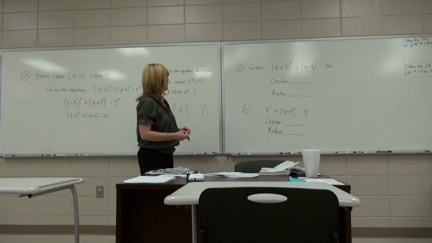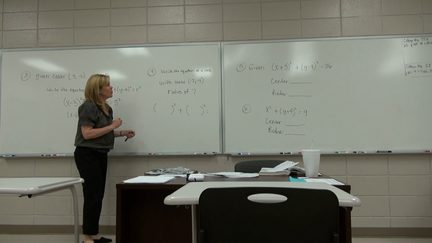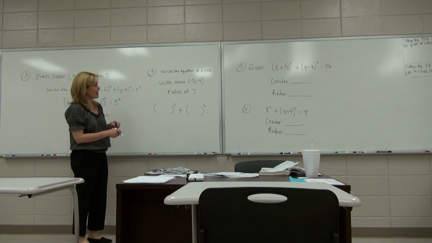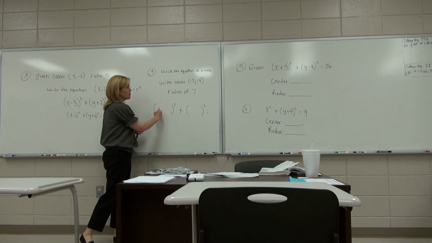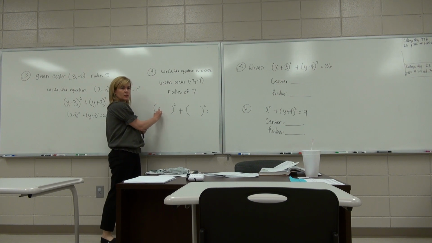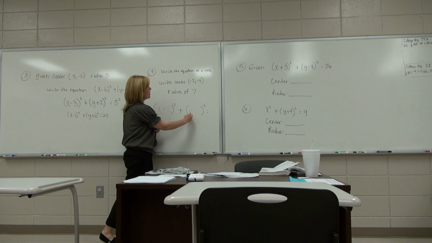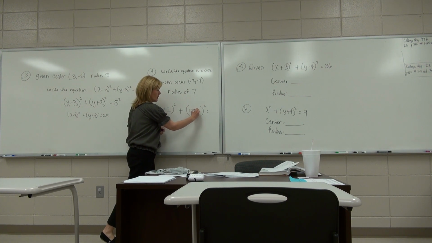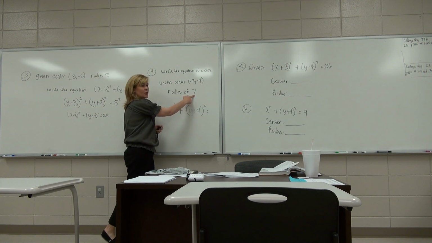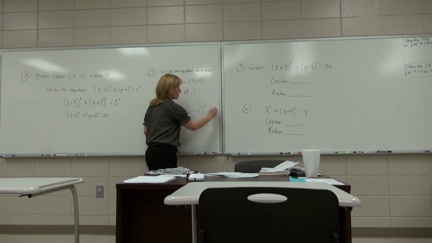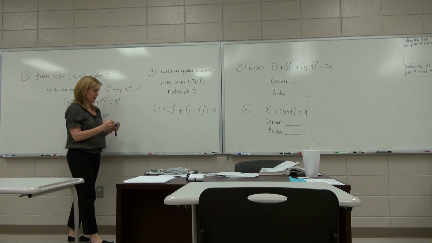Alright, let's see what we have here. On this first one, we're told to write the equation of a circle with a center and radius. So x would be plus 2 or minus 2? Plus 2. Remember the signs change. And it would be y plus 4 or minus 4? Plus 4. Good. And then it's equal to 7 squared, which is 49. Alright, is everybody good there?